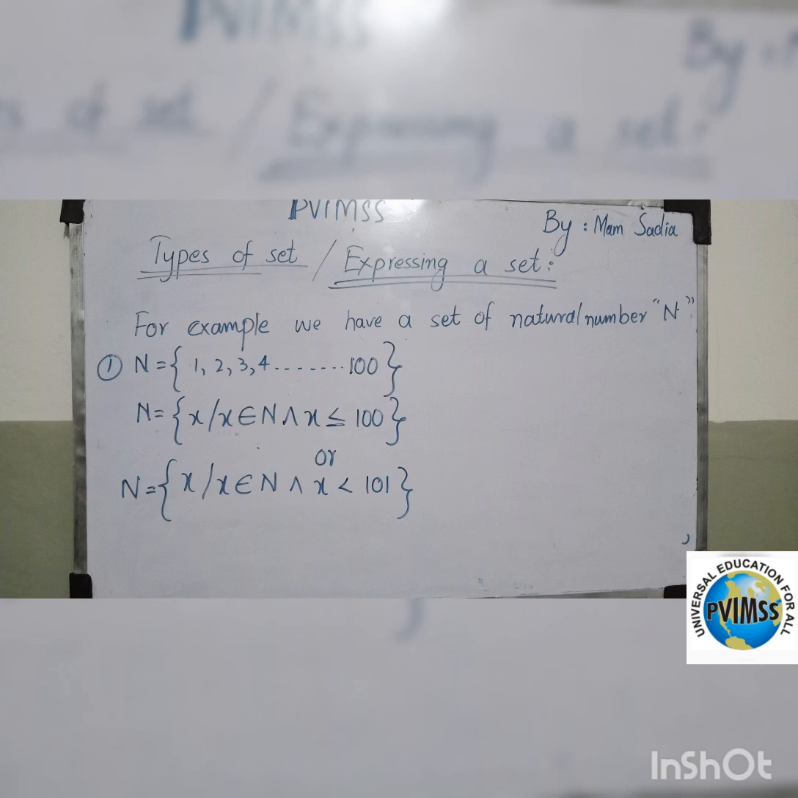Another way is, we know what the next element after 100 is? 101. We can also write x such that x belongs to natural numbers and x is less than 101. We'll not put the sign of equal because in this form, 100 is already included. So we'll just write x such that x belongs to N and x is less than 101.